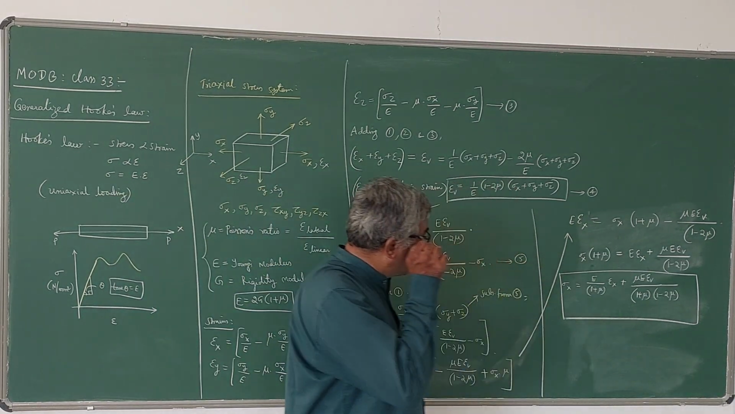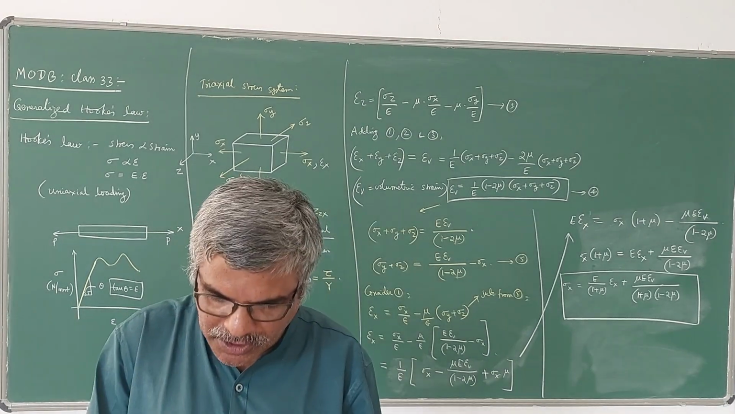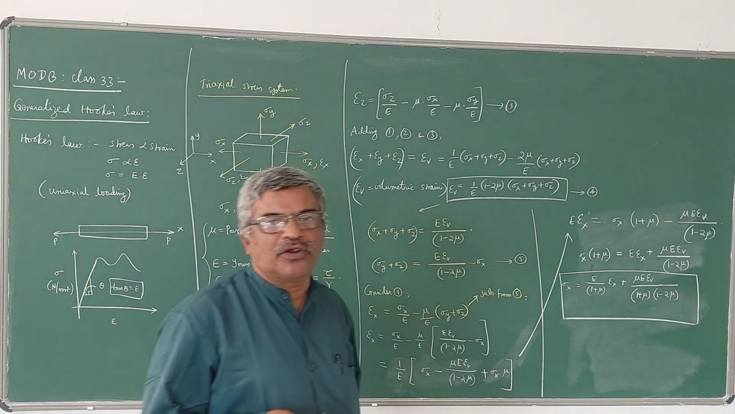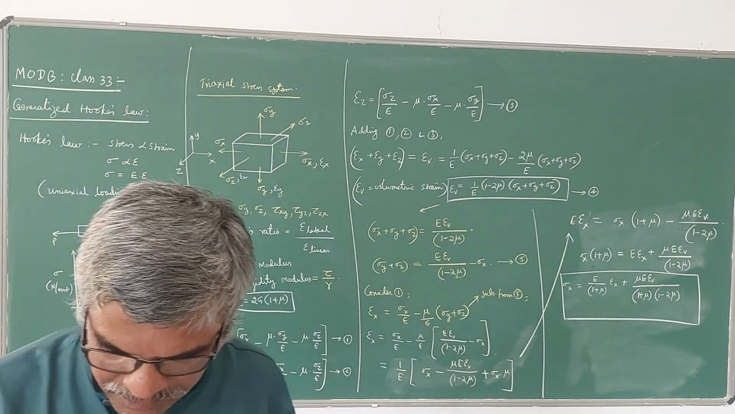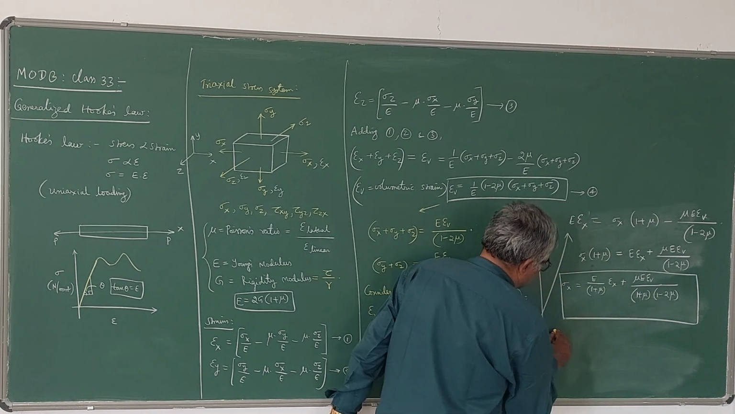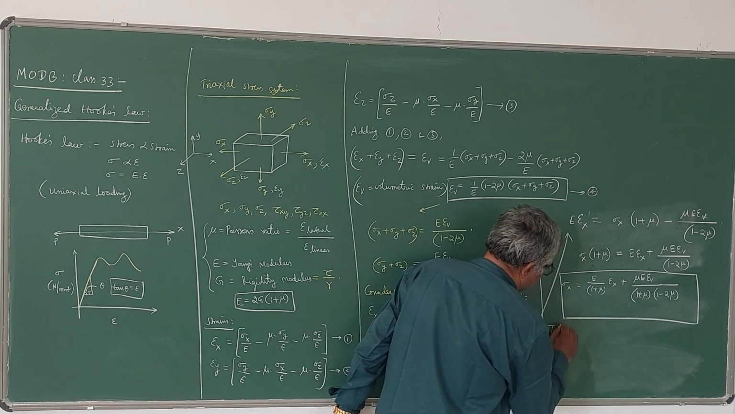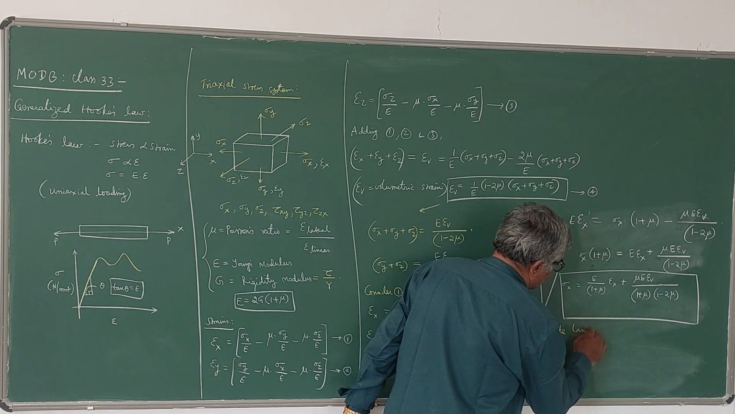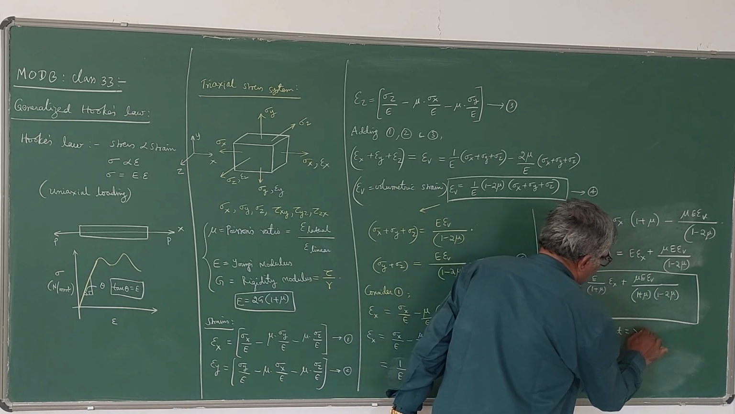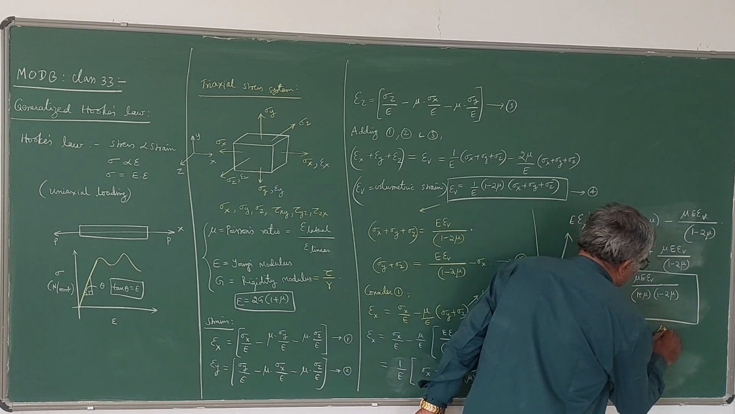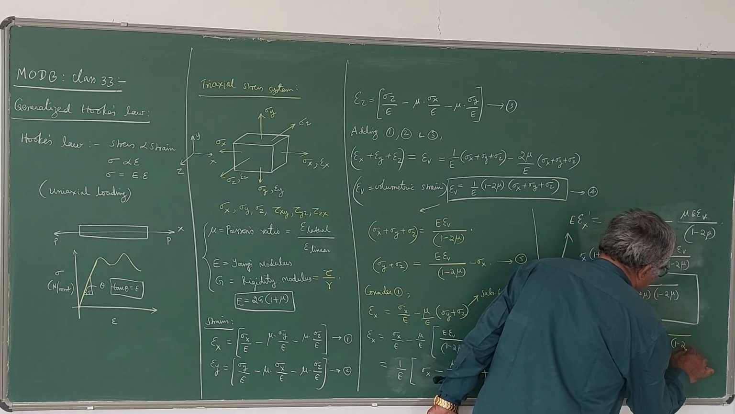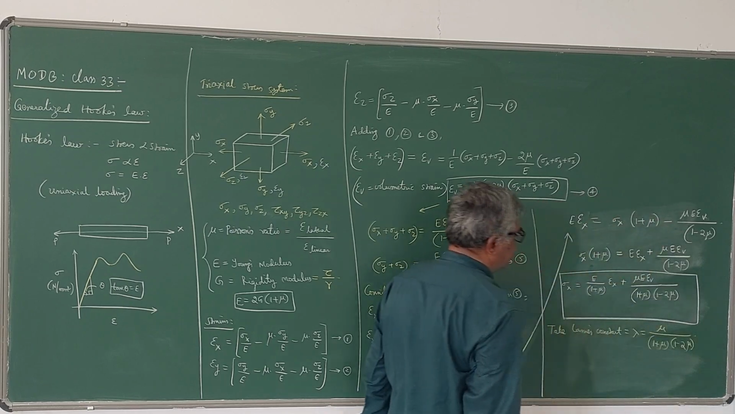So now after getting this, we can have some substitution here. I am going to introduce one constant called Lame's constant, lambda. I am going to take lambda as mu divided by (1 plus mu) into (1 minus 2 mu). This is Lame's constant.